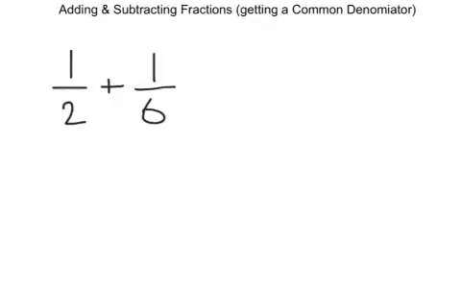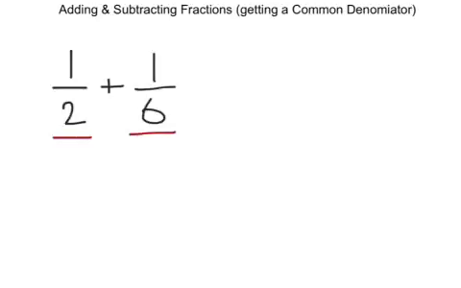As we've seen before, whenever we add and subtract fractions, we need to make sure that they have the same denominator, or what's known as a common denominator. But in this case, we're a wee bit in trouble because we don't have the same denominator. This one's a 2 and this one's a 6.